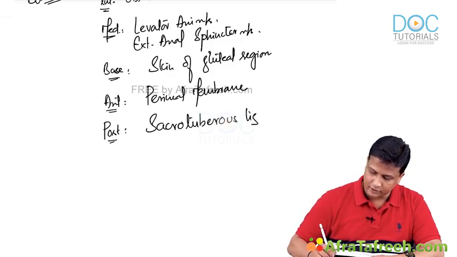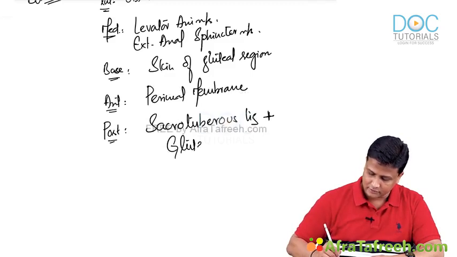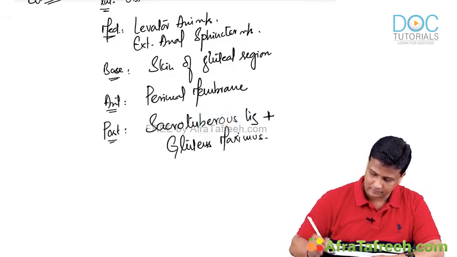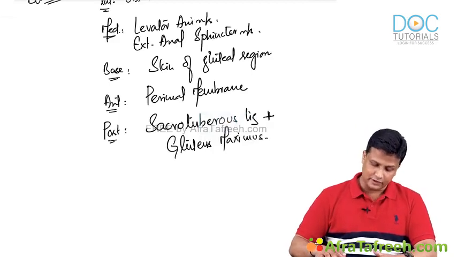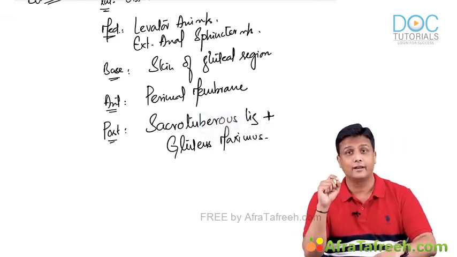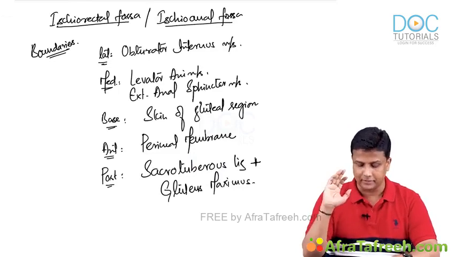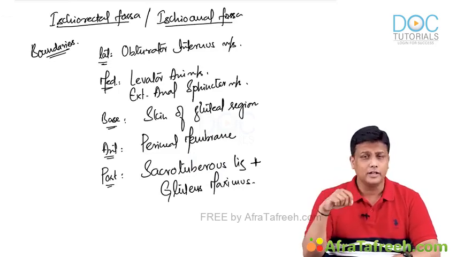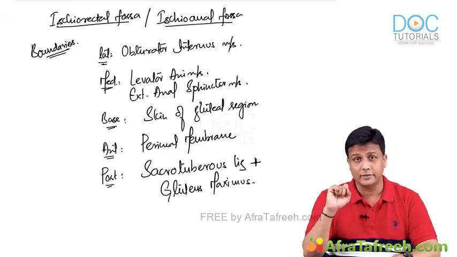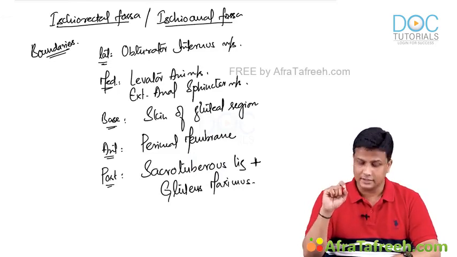Sacrotuberous ligament, and along with that sacrotuberous ligament, you have gluteus maximus muscle originating from there, guys. So these are all the boundaries of ischiorectal fossa or ischioanal fossa. You have to know the boundaries comfortably, and not only learning theoretically, guys, you have to be comfortable with the diagram as well. Why? Because that was given as an image based question in the AIIMS exam.